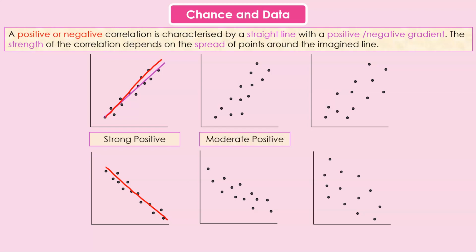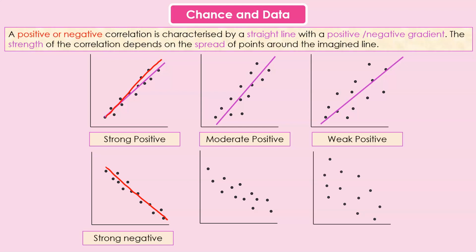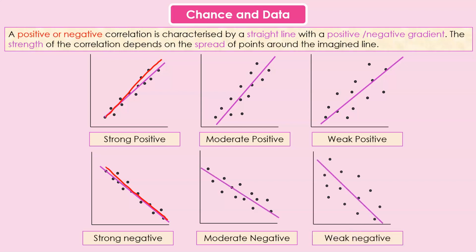So then the following one is more spread out, so we say it's moderately positive. And the last one's much more spread out. We say it's weak positive. This one's obviously less spread out, so it's strongly negative. This one's moderately negative, and the last one is weak negative.